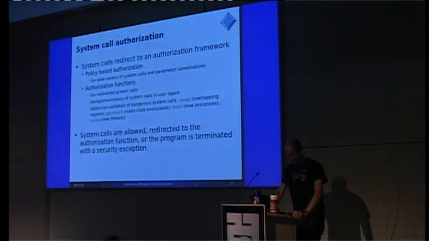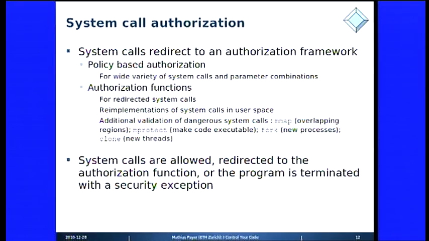So the second security principle, the system call authorization that I explained to you before, redirects all system calls to a policy-based authorization framework. First of all, for the broad majority of system calls, we've got a policy that specifies on a per system call basis what arguments are allowed or not allowed and how we can map these arguments and all that. But we also add an additional authorization function for these redirected system calls. So for a couple of system calls, we have to implement additional code in user space.